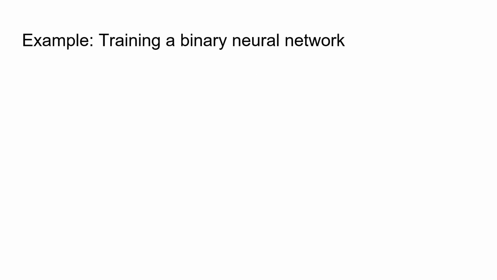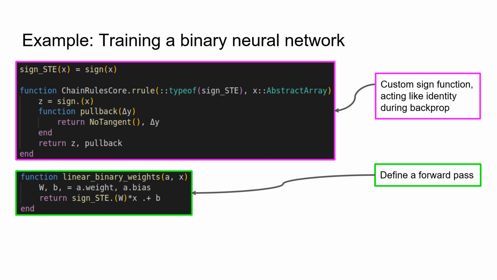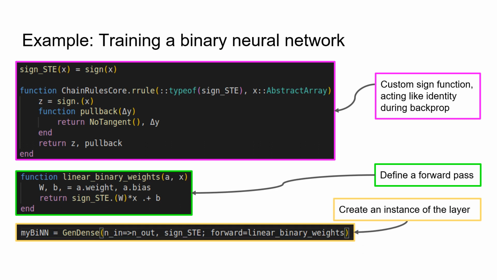In order to train the binary neural network, we need to define a function signSte, which acts like the sign function in the forward pass and acts like the identity function during backpropagation. The ChainRulesCore library makes this very easy to achieve. We then define a forward pass, which applies our signSte function to the weights. Note that this function, as well as signSte, also ships with Bender, so you wouldn't have to write this in practice. And finally, we instantiate a trainable binary layer using signSte as the neuron activation function and by supplying the custom forward pass we just wrote.